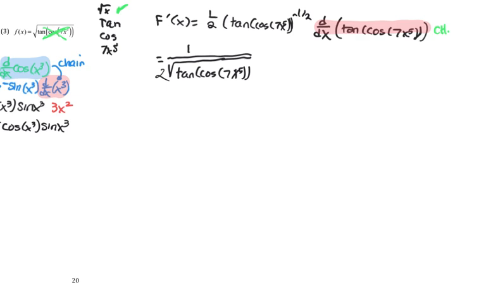So that is 3 different functions going on there. The outermost one is tangent. So to differentiate tangent, I get secant squared. Right? If this was tangent of x, this would be secant squared of x. But it's got more than just x in it. It has cosine of 7x to the fifth in it. So I need to differentiate that inner function.